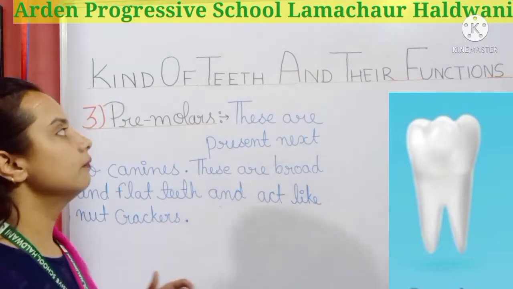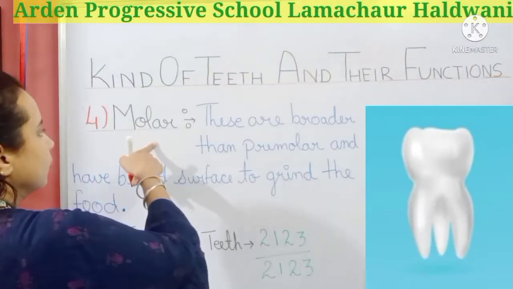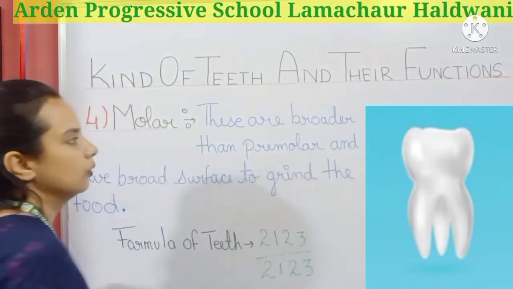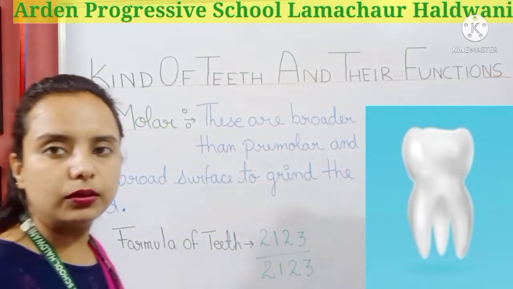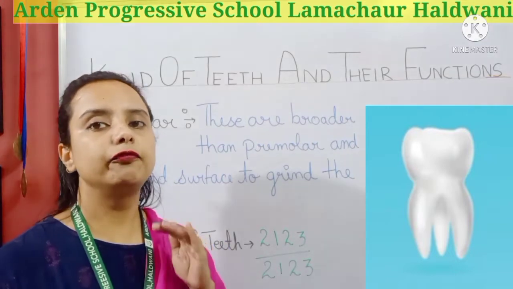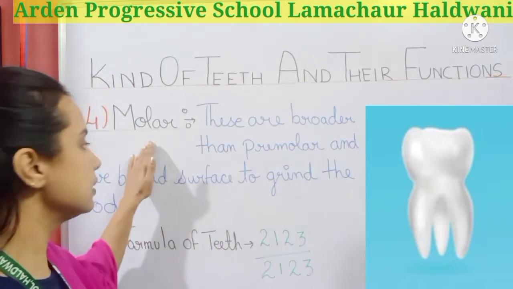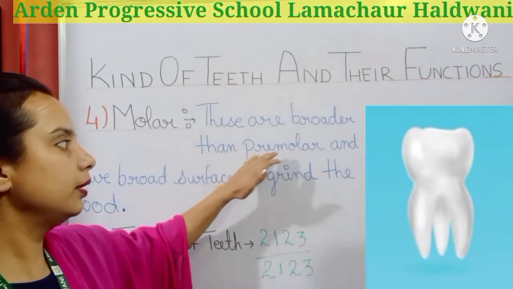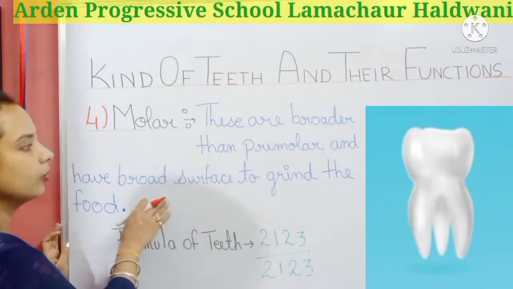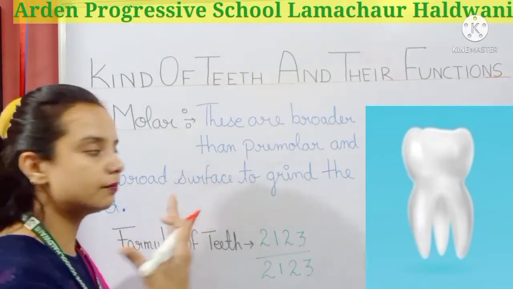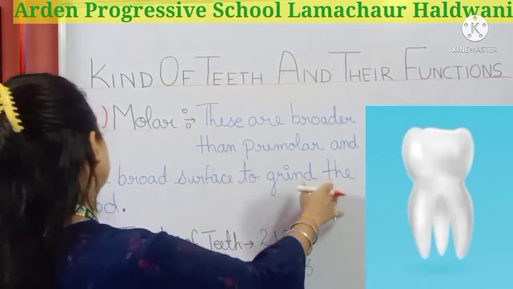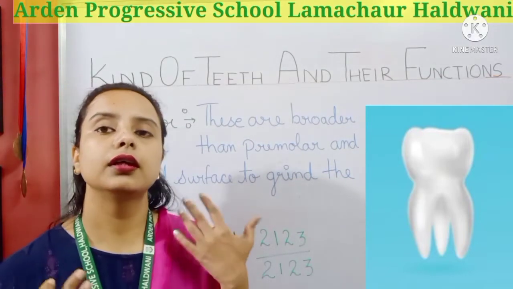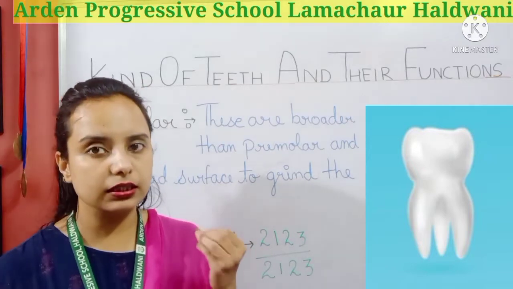Now next, see what the molars are. Molars are broader than premolars. As I have told you, the premolars are broad and flat, but the molars are much broader and have a broad surface. Their surface is broad to grind the food, to chew it into smaller particles.